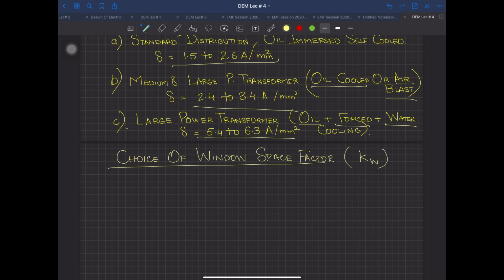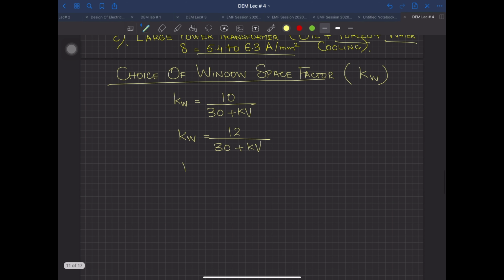Now there are three formulas for this one, but again they are empirical ones, which means that they are dependent upon some value of the voltage. I have three formulas. One is KW equal to 10 divided by 30 plus kilovolts. Then I have another formula which is 12 divided by 30 plus kilovolts. Then I have another one, KW equal to 8 divided by 30 plus kilovolts. This is for small transformers up till 10 kVA capacity. This is up till 1000 kVA capacity, and this is the generic formula.